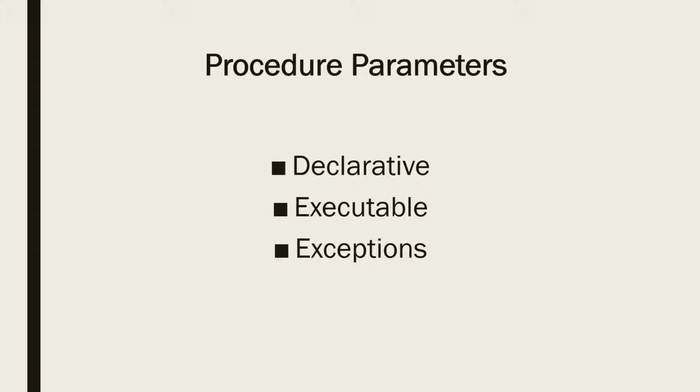It also has three parts: declarative, executable, and exceptions. The declarative part is optional. It contains declarations of types, cursors, constants, variables, exceptions, and nested subprograms. The executable part is mandatory and contains statements that perform the designated action. The exception part is optional and it contains the code that handles errors during runtime.